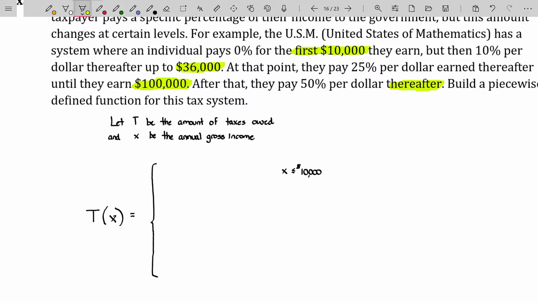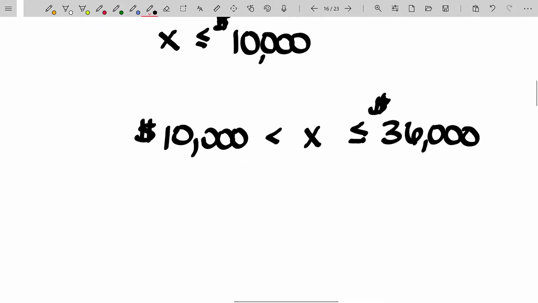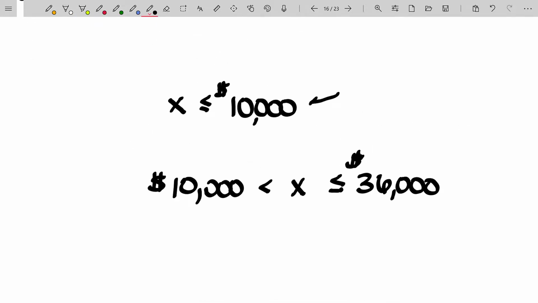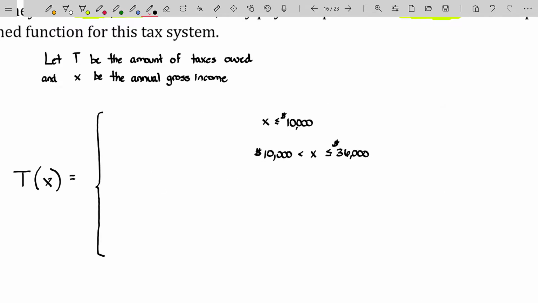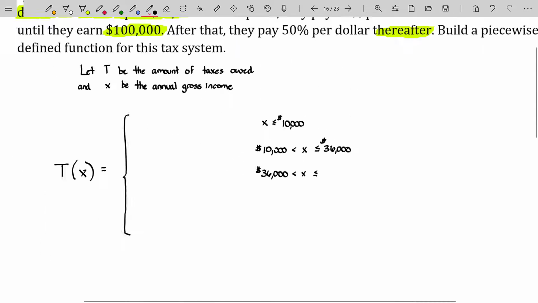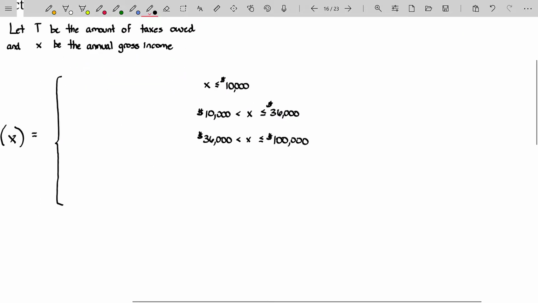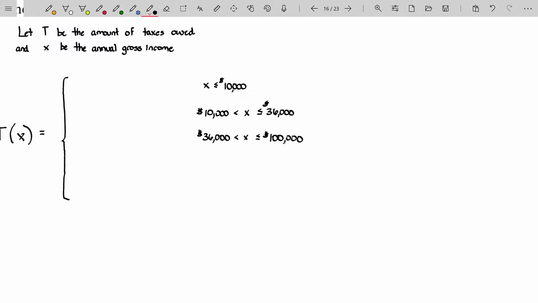So let's see. That's this part right here, but then pay 10% per dollar thereafter. So starting at 10,000 and up to 36,000. So I'm going to say that includes 36,000. So the next group will start at $10,000 and go all the way up to $36,000. Notice I'm not including $10,000 in the second group because it's already included in the first group. The next condition means that we've earned more than 36,000, so we might as well just write that in. And we got up to possibly $100,000. That's this right here. And the final group of earners just earn over $100,000.